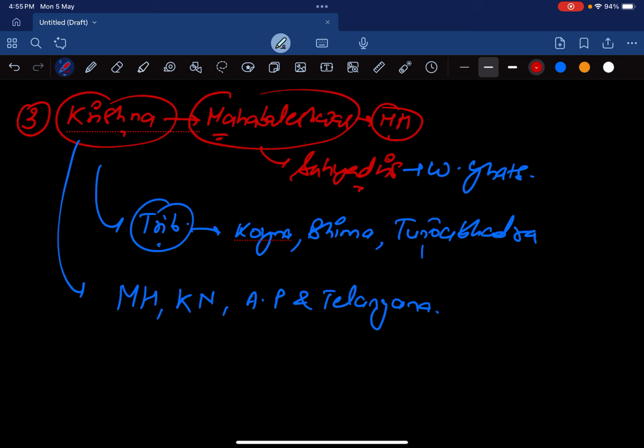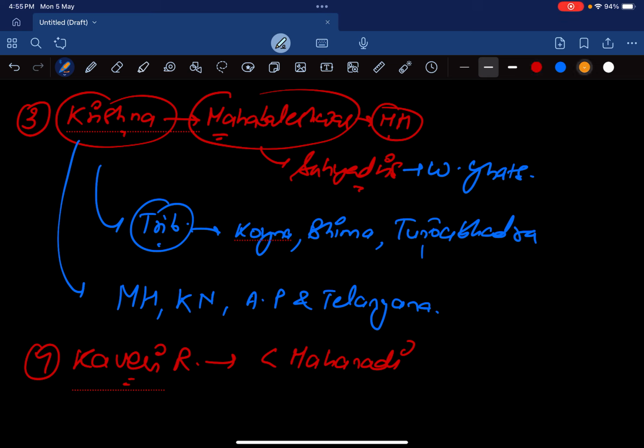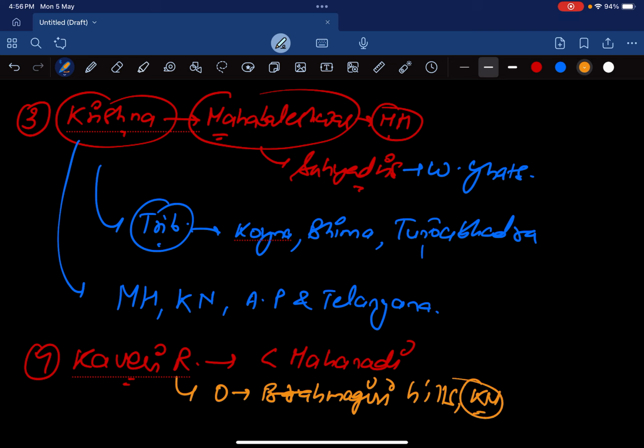Right? The fourth is the Kaveri river, right? And it is smaller than Mahanadi, right? Mahanadi खुद भी छोटी है, but Kaveri is even smaller than that. Further, it has its origin at the Brahmagiri hills, Karnataka. It flows through states like Kerala, Karnataka, and Tamil Nadu. And Tamil Nadu alone has 55% drainage of the river Kaveri. Okay?